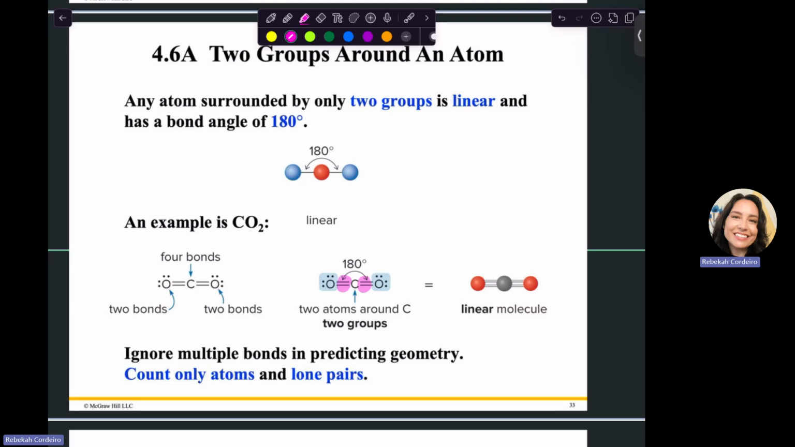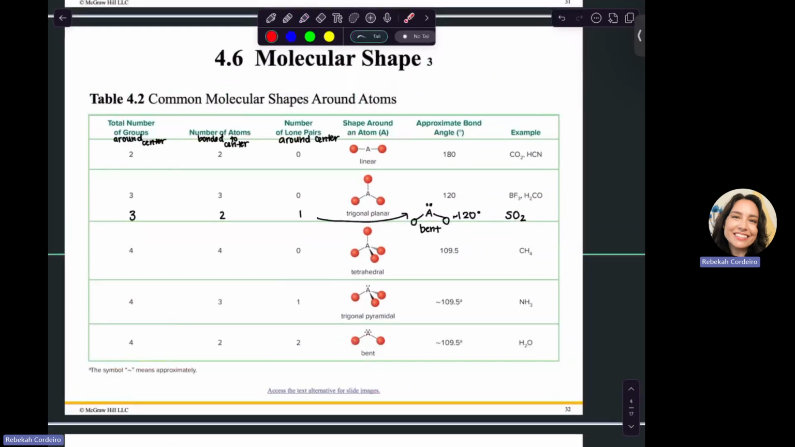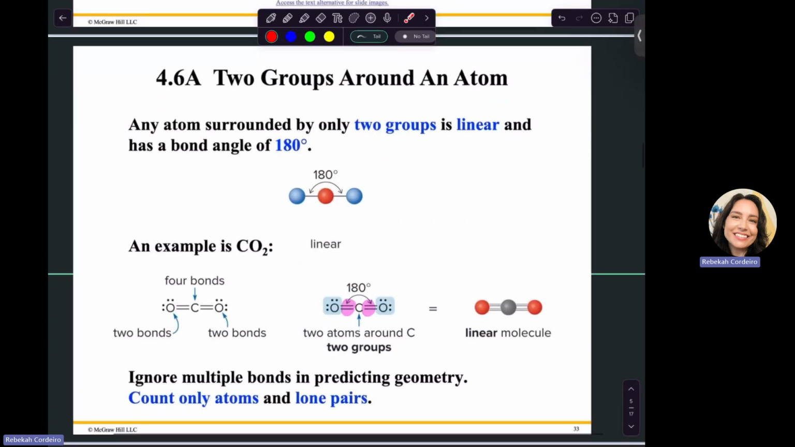A double bond counts as one group. Those just happen to be bonds. There's no lone pair. So in my chart, I'm right here. Two things around the center. They're both bonds. There's zero lone pairs. So now this is my shape. Linear and 180.